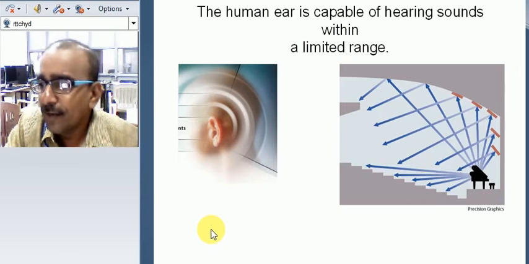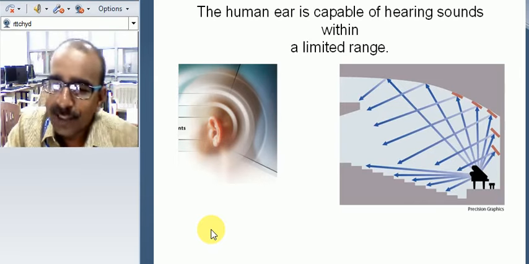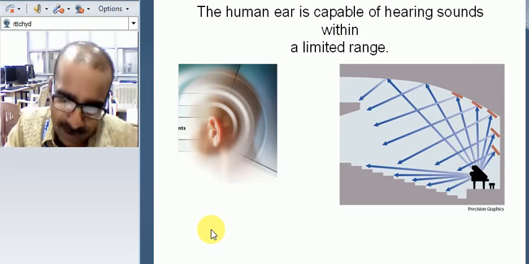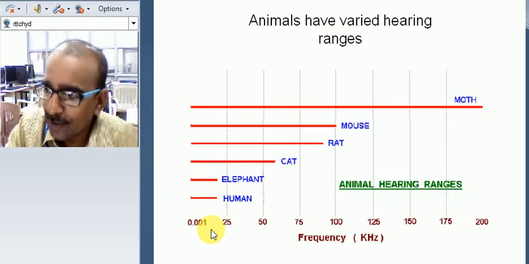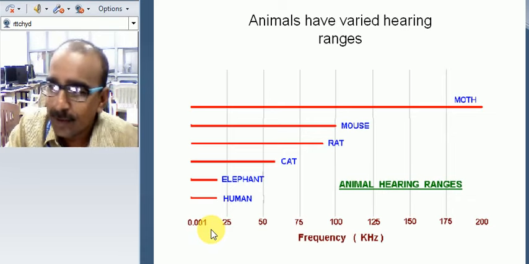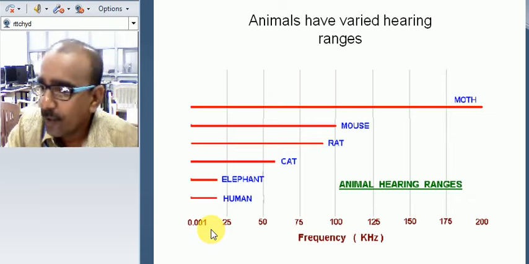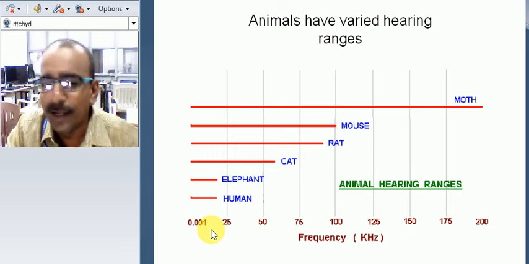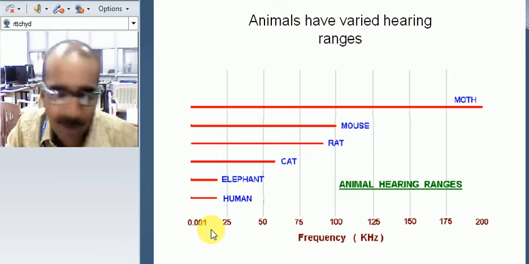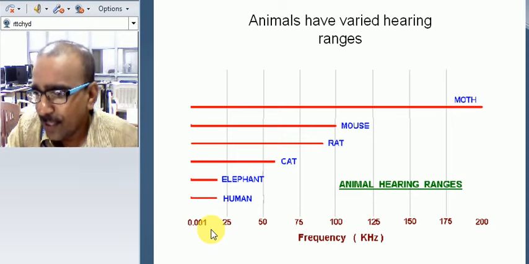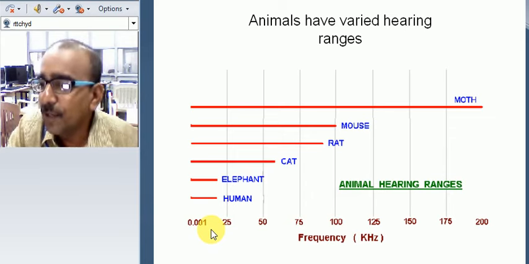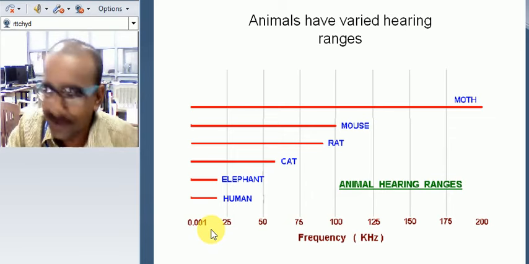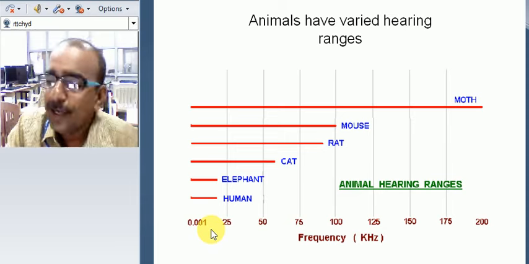From this figure, you can see the acoustics which are heard by different human beings. Next slide. Here you can see the animals which have varying hearing ranges. The lowest is the human hearing range, from 20 hertz to 20 kilohertz. The elephant's audible range is almost equal to the human hearing, whereas the cat's hearing is almost double the human hearing.